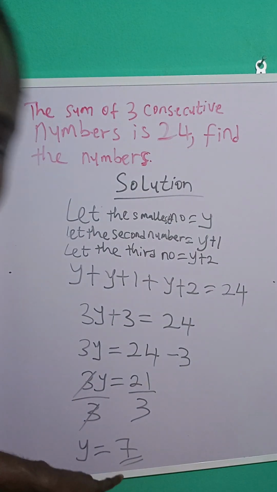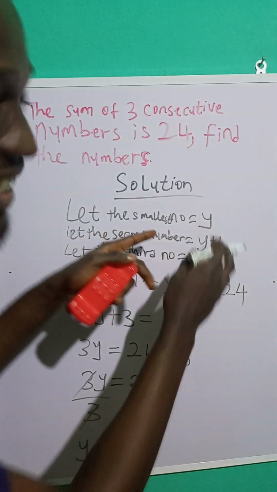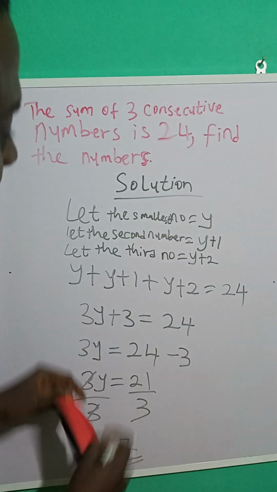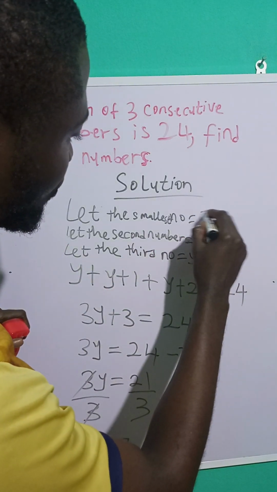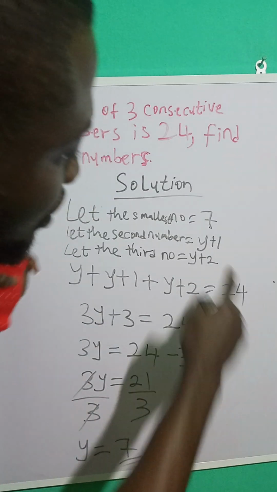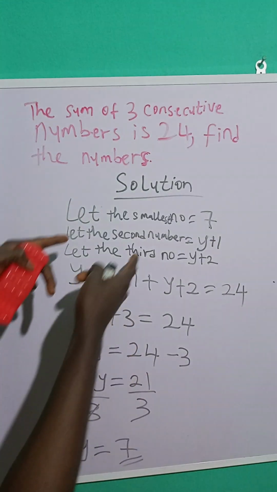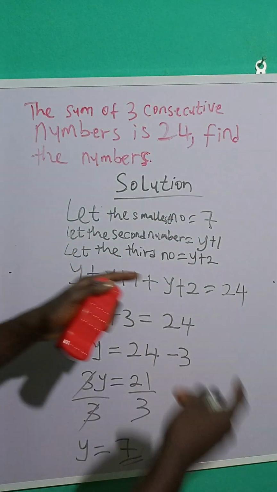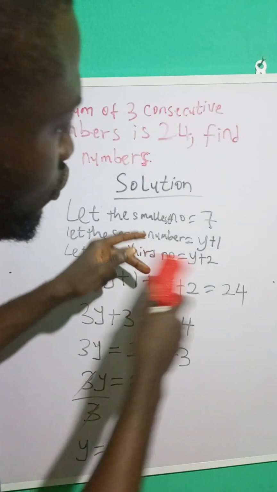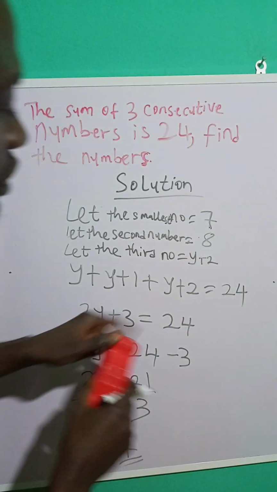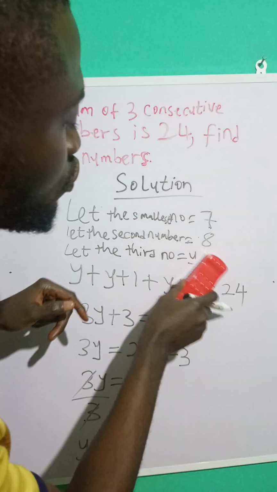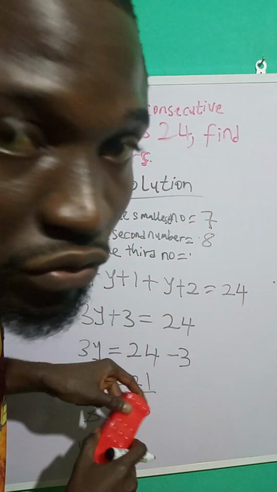So have you seen that we have gotten the value of y, and the smallest number we assigned a value of y, so we can change the value to what? 7. Because y is equal to 7. So we have gotten the value. Now we said let the second number be y plus 1, which will now be what? 7 plus 1, which will give us 8. The third number will now be y plus 2, which is 7 plus 2. 7 plus 2 will give us what?